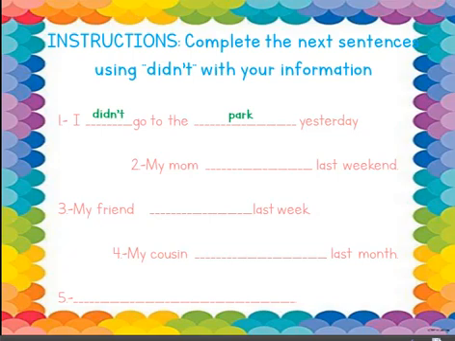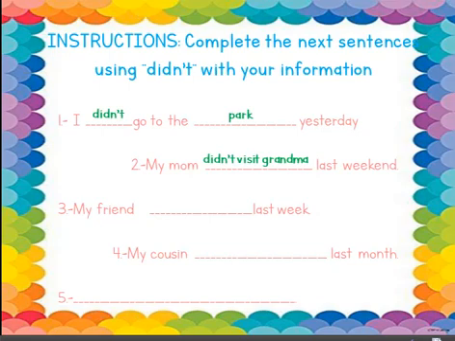Number two, my mom didn't visit grandma last week. Remember, didn't is obligatory and the verb in simple form. Okay? Probably you have my mom didn't eat chicken last weekend. My mom didn't play video games last weekend. Okay?